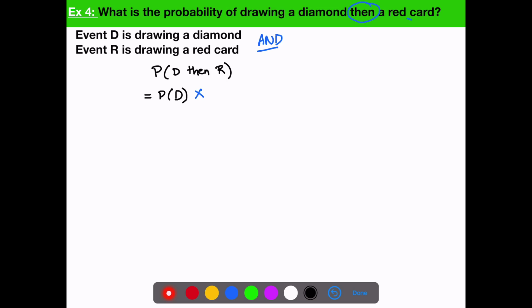And then I can't just write probability of red, though. Because if I did that, it would be 1/2, because there's half the cards in the deck that are red to start with. But there's not half the cards in the deck that are red that are left, because I've picked out a diamond. So this doesn't work anymore. So now we have to communicate that we've picked out a diamond already. So this is going to be probability of red, given that the diamond has already occurred. Okay, so again, this means probability of red after, or given that, or such that the diamond is gone.